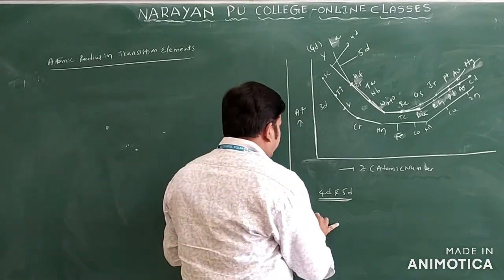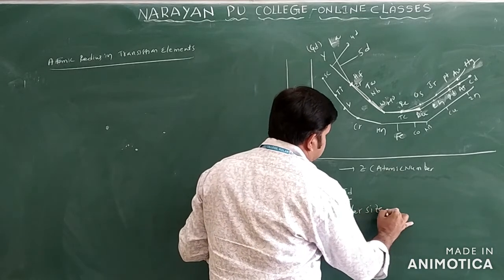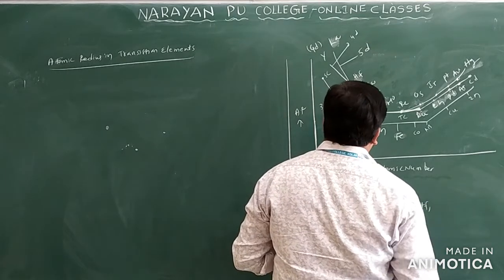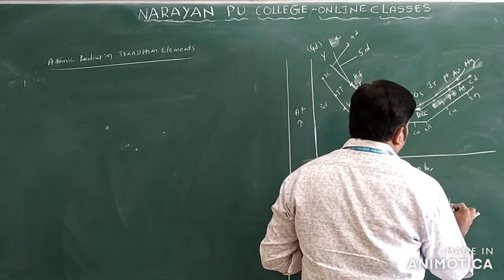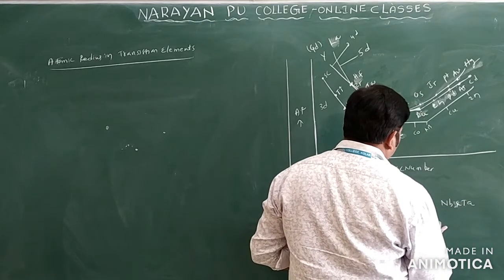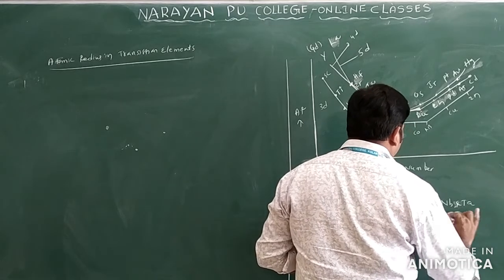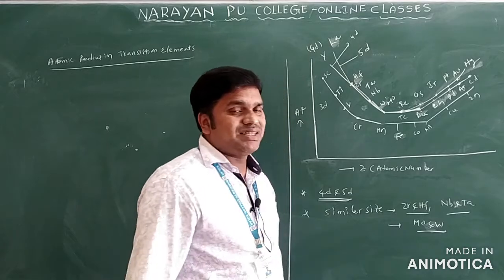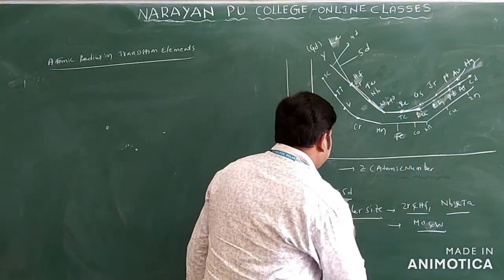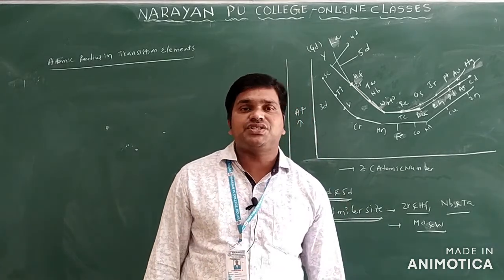So which of the 4D and 5D series elements are similar in size? Some of the elements are similar in size only. Which elements are those? We can say zirconium and hafnium, niobium and tantalum, and one more, molybdenum and tungsten only. So these sets of elements from the 4D and 5D series are almost similar in size only.